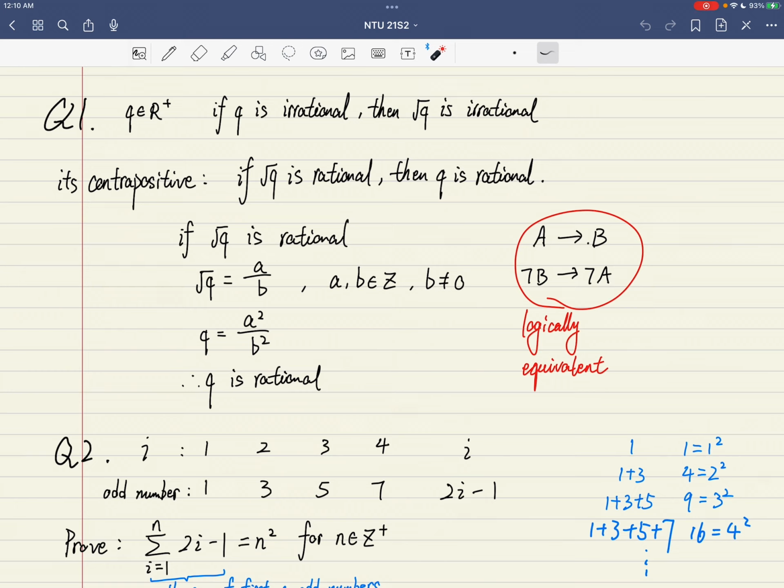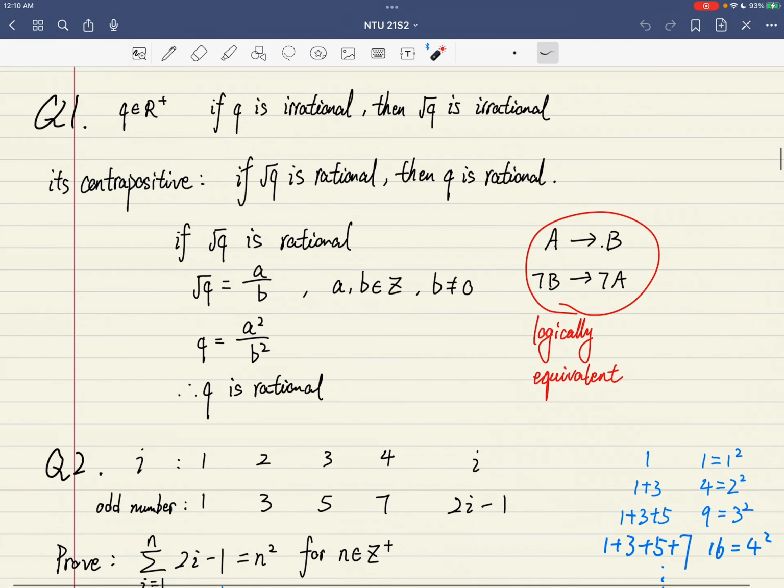But we know a statement is equivalent to its contrapositive. Its contrapositive is: if the square root of Q is rational, then Q is rational. So if A then B, the contrapositive is if not B then not A. If A then B and if not B then not A are always equivalent.